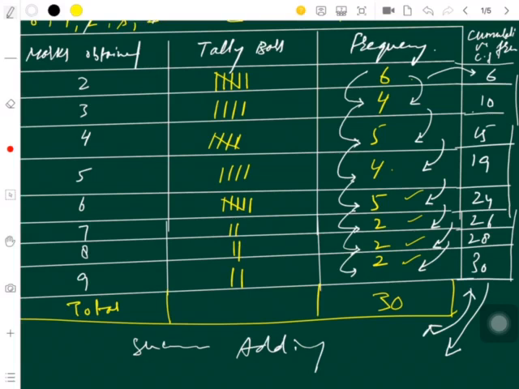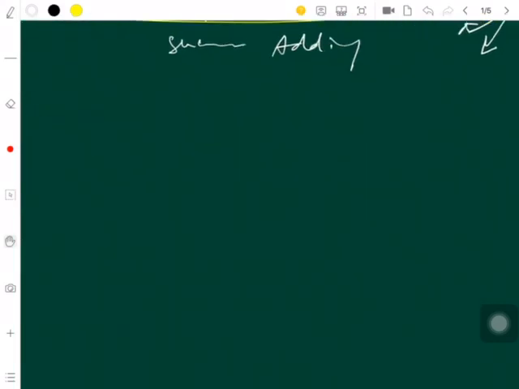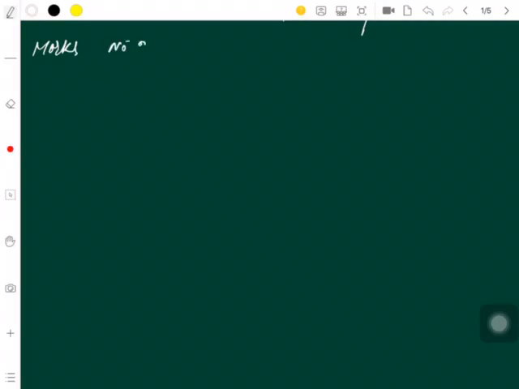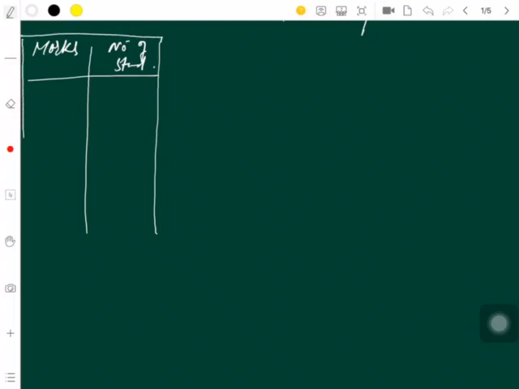How it is done, it will be a bit confusing if I just explain it or talk about it. Let us take some example and do it. I'll take marks and number of students. This is our table number first. Never keep your table without grid lines, please. If I leave any, doesn't matter, but you must not leave in the exams.